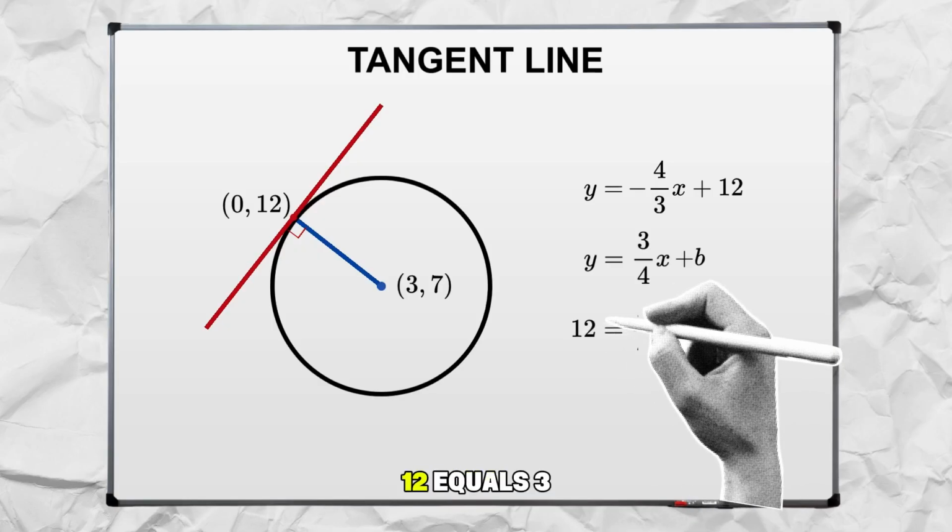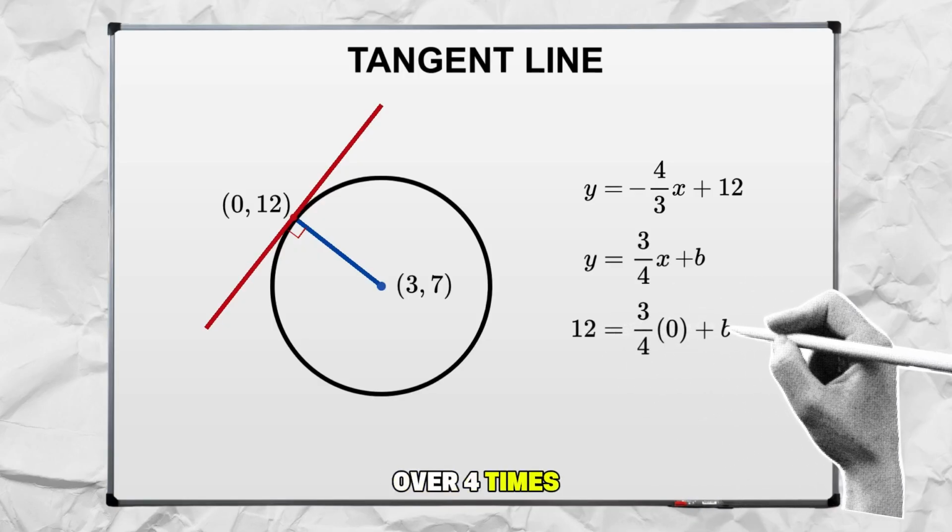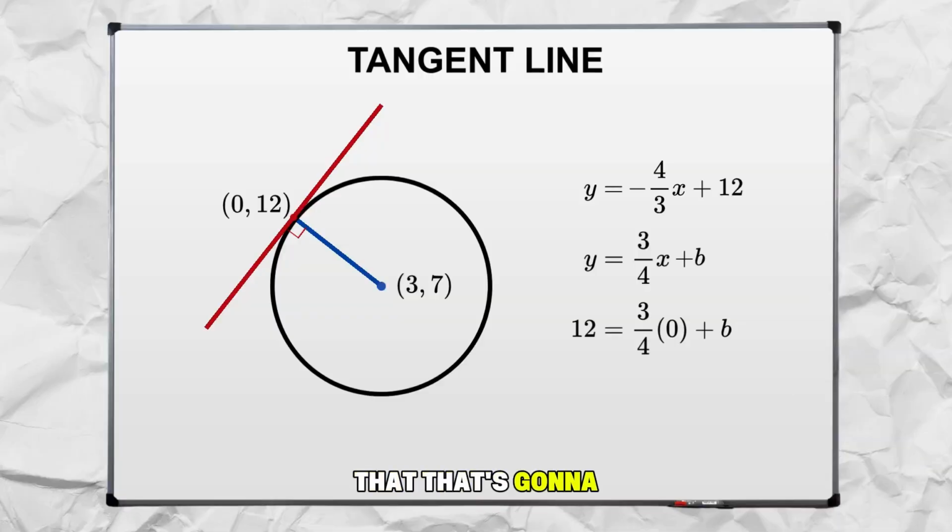So I have 12 equals 3/4 times 0 plus b, but I know that that's going to zero out and 12 is going to equal b. But you should always test it just in case. That's a line tangent to a circle.